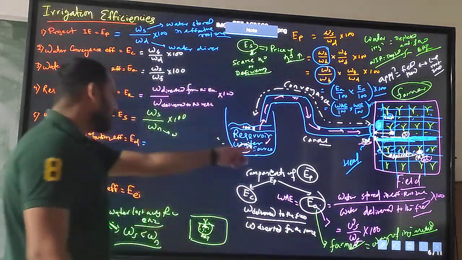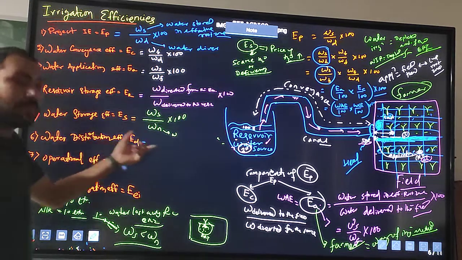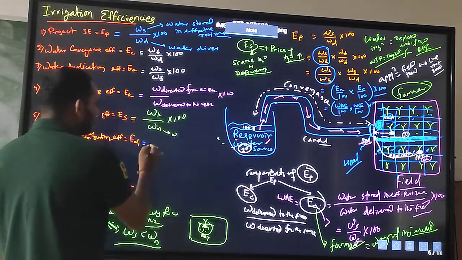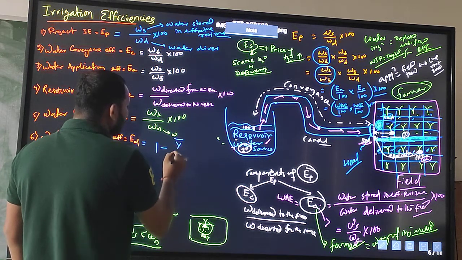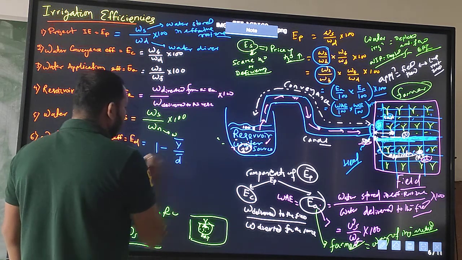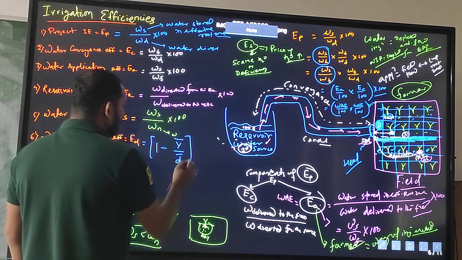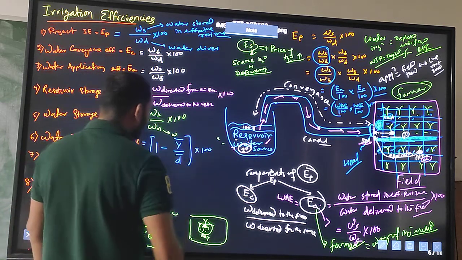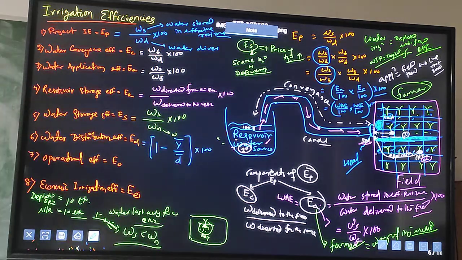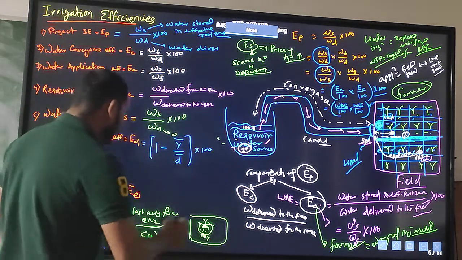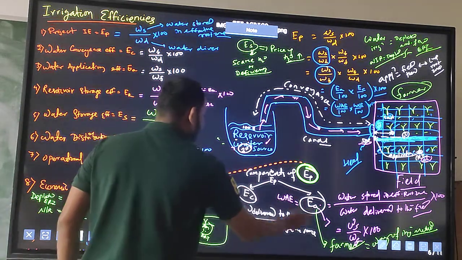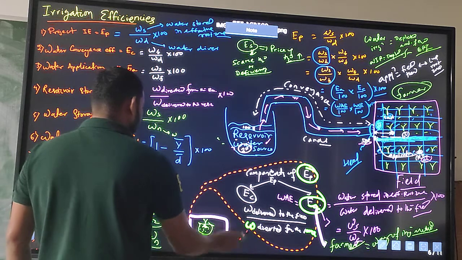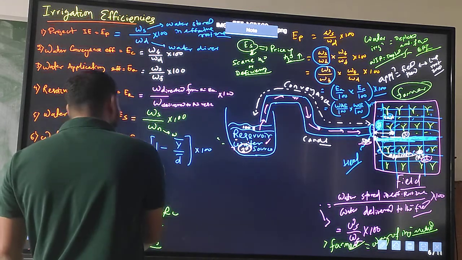Yes or no? This is known as the water distribution efficiency. So if I say water distribution efficiency, it is nothing but 1 minus y average divided by d average into 100. Okay, yes or no? So here we can say y average means, so here I can write y average.